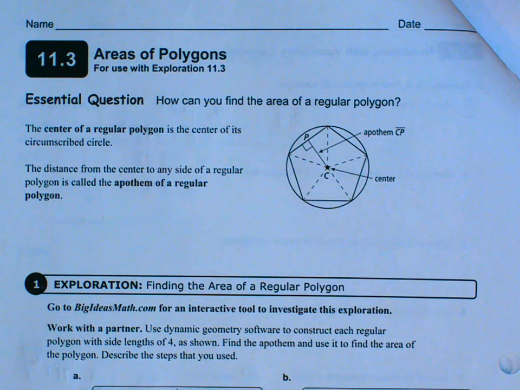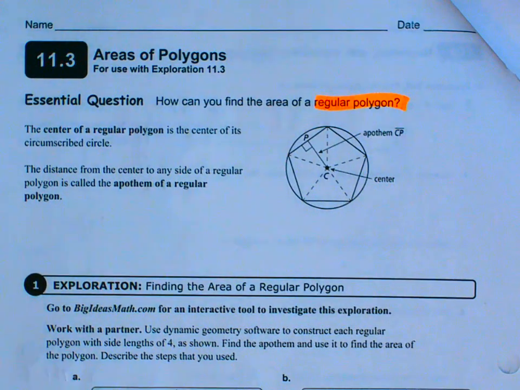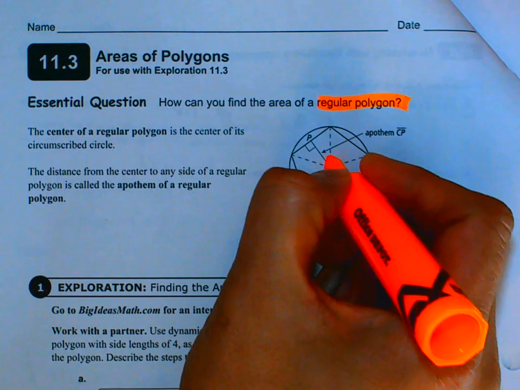So the first thing, let's talk about what a regular polygon is. A regular polygon is a polygon where all of the sides on the outside are congruent and all of the interior angles are congruent as well. There are some other pieces you need to know. Every single regular polygon has what we call a center, which happens to be this one.